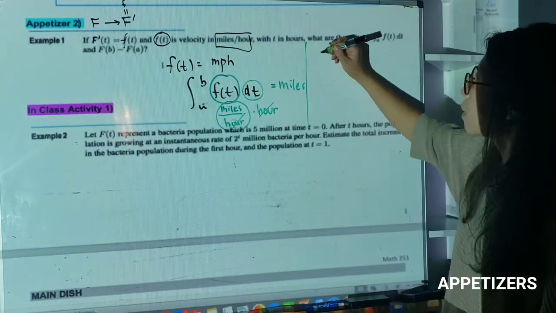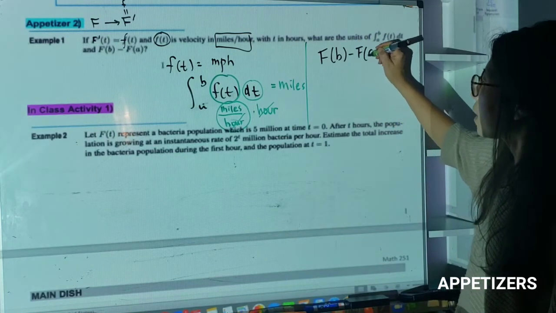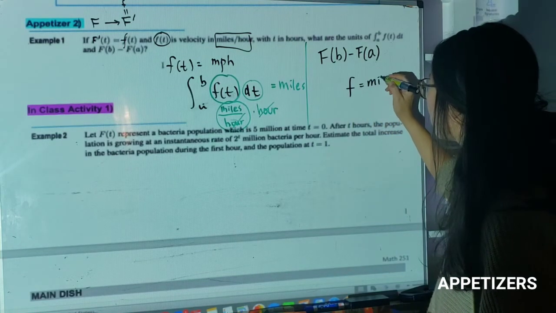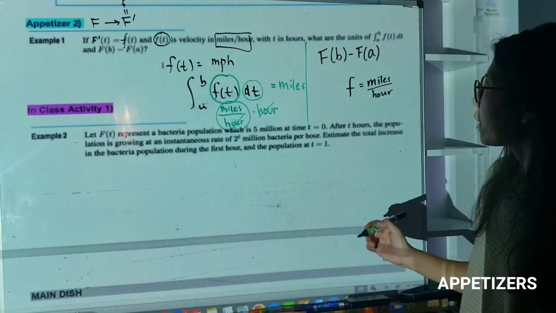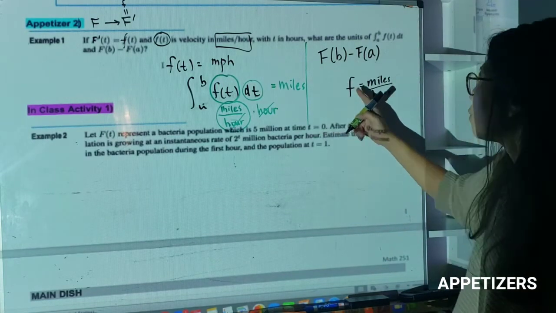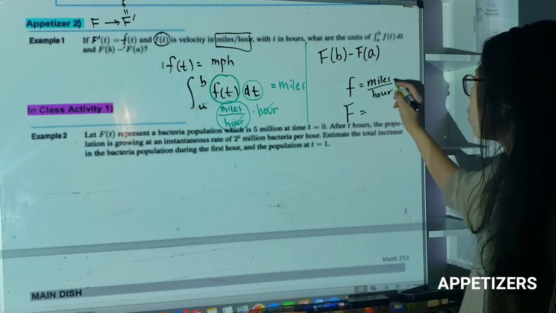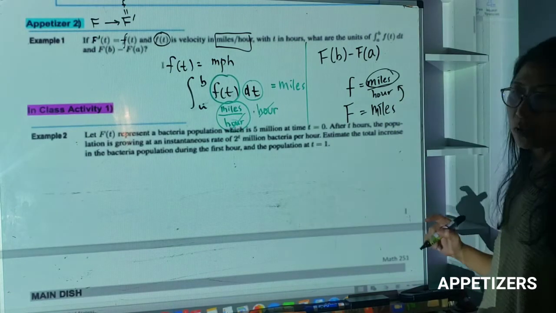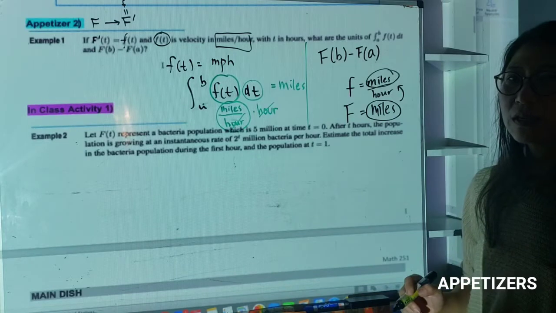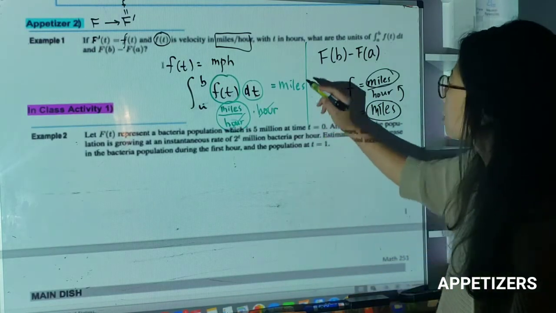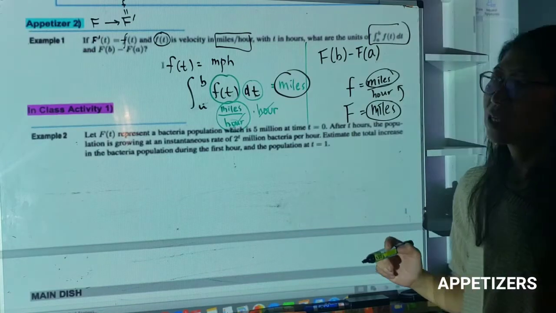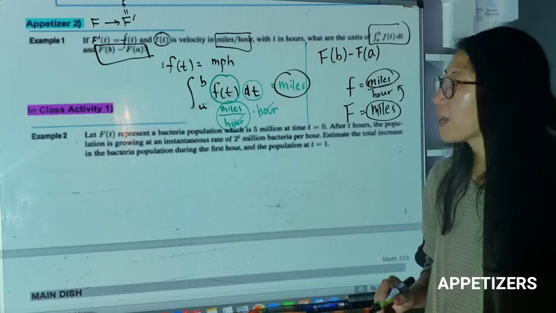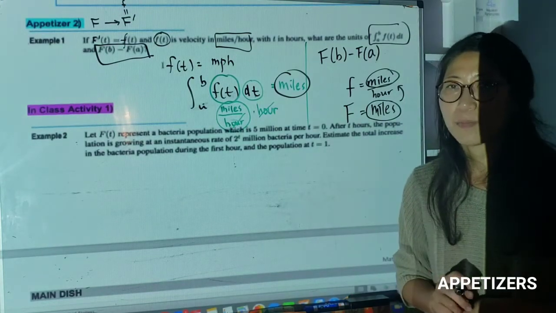Then next one, how about big F(b) minus big F(a)? Little f was miles per hour. If you take the antiderivative, that will be function big F. That has to be miles, because you are taking the derivative with respect to hours. So this unit also is miles, representing the total distance. So don't forget this integral notation and the fundamental theorem on the right side, big F(b) minus big F(a), are representing exactly the same thing.